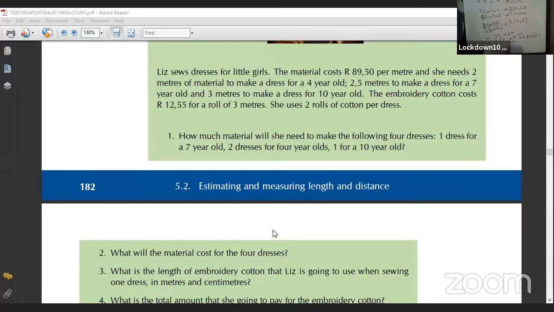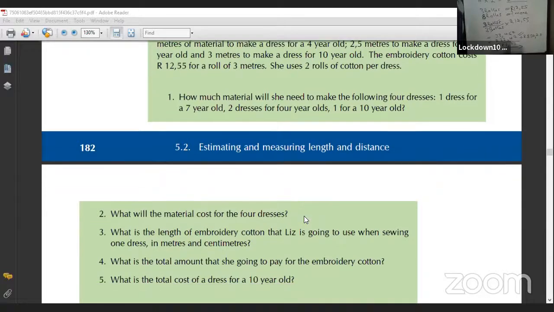Okay? Let's see the total amount plus 850.25. Okay, we have 883.72. This is the amount that you have to pay for the 4 dresses. This is the cost of the material and the cost of the embroidery to be paid there. Okay, I hope you can see that, guys. Okay, this is what I got.